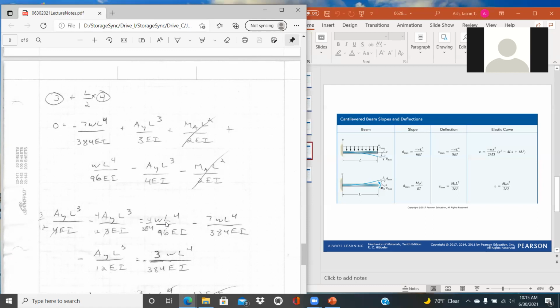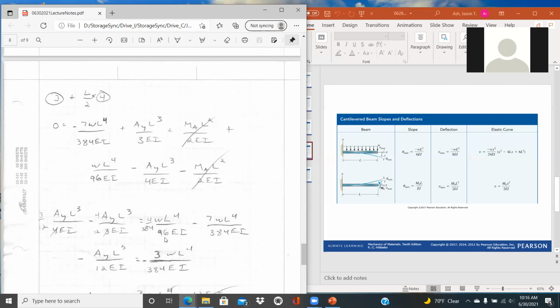This is going to be equal to, then I put the positive one first, WL to the 4th over 96 EI minus the 7 WL to the 4th over 384 EI. And from that standpoint, I found common denominators on the left and the right side. 12 is a common denominator on the left-hand side, and so 3 minus 4 will give us a minus AY L cubed over 12 EI.